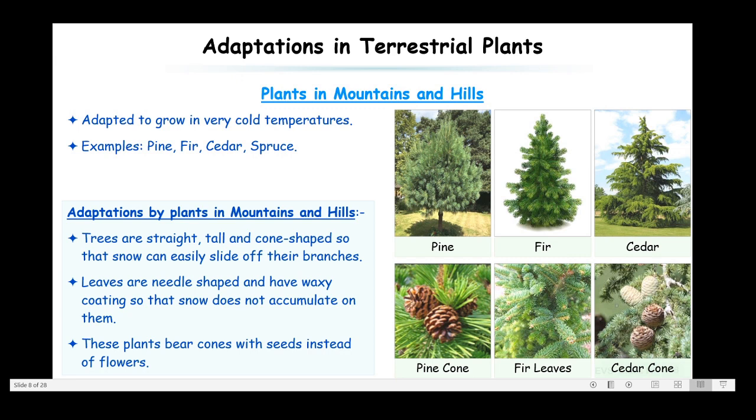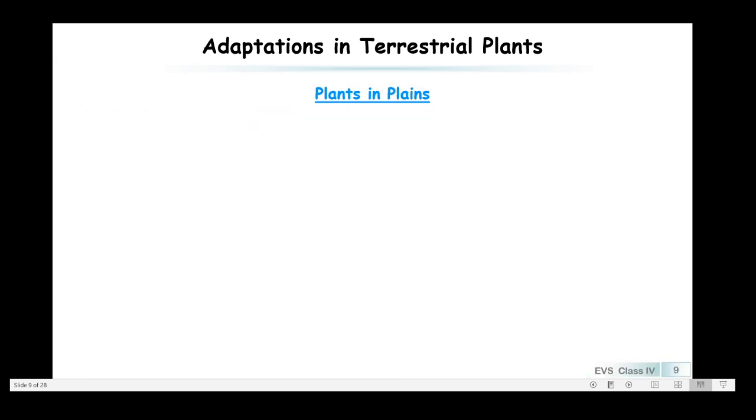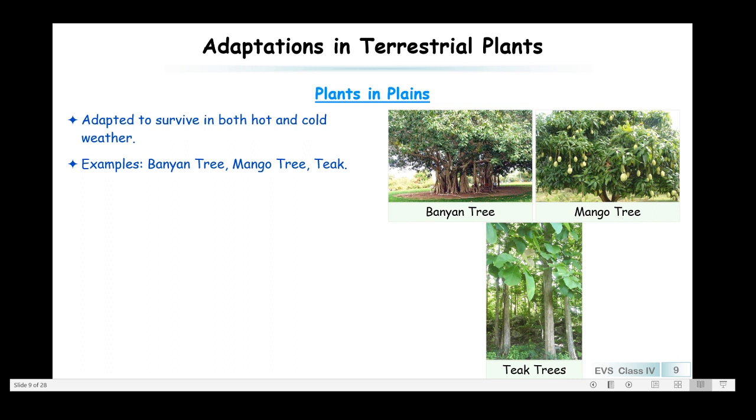Then we'll switch over to the plants that are found in plains. You know, Indian plains experience extreme temperature, typically very hot to very cold, though in summers, mornings and evenings are pleasant, right? So they are adapted to survive in both hot and cold weather. Examples of plants that are found in plains are banyan tree, mango tree, or teak tree, right? Then adaptations by plants in plains.